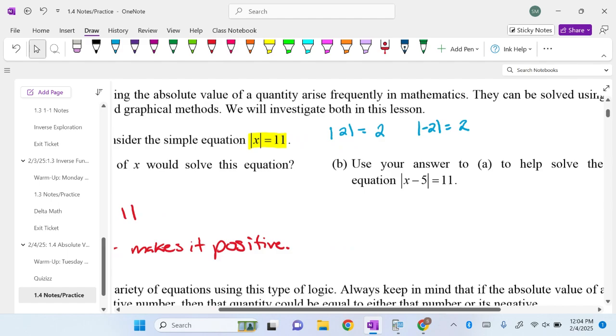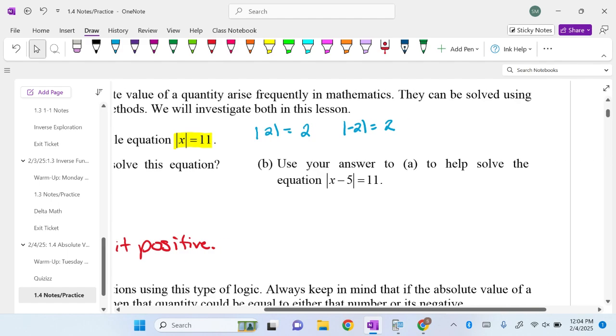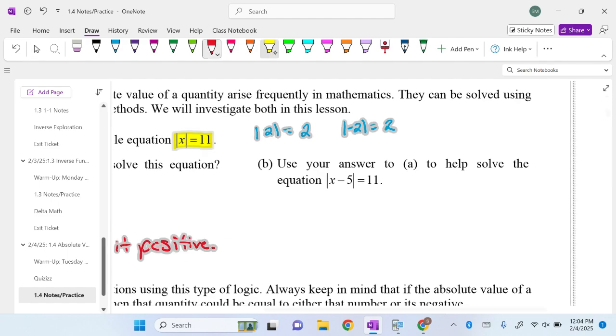Now, based off of that, how do you think I would set this up to solve B? So different equation here. This is our new equation: the absolute value of x minus 5 is equal to 11. What do you think I'm going to do? Let's think about it. What 2 answers could I get? Not for x specifically, but in general.